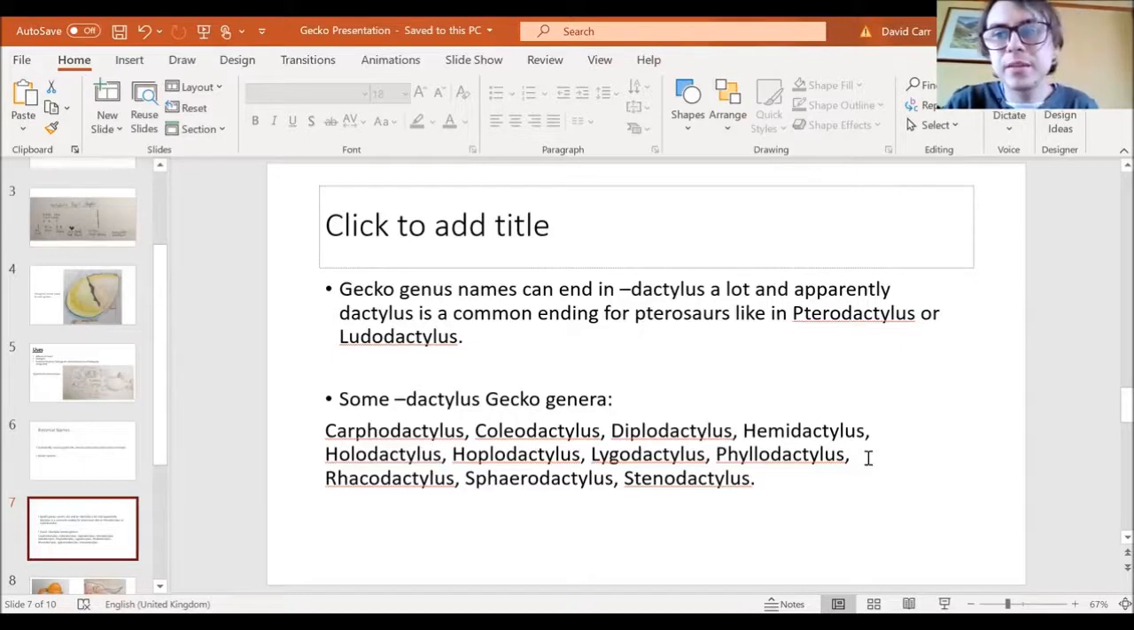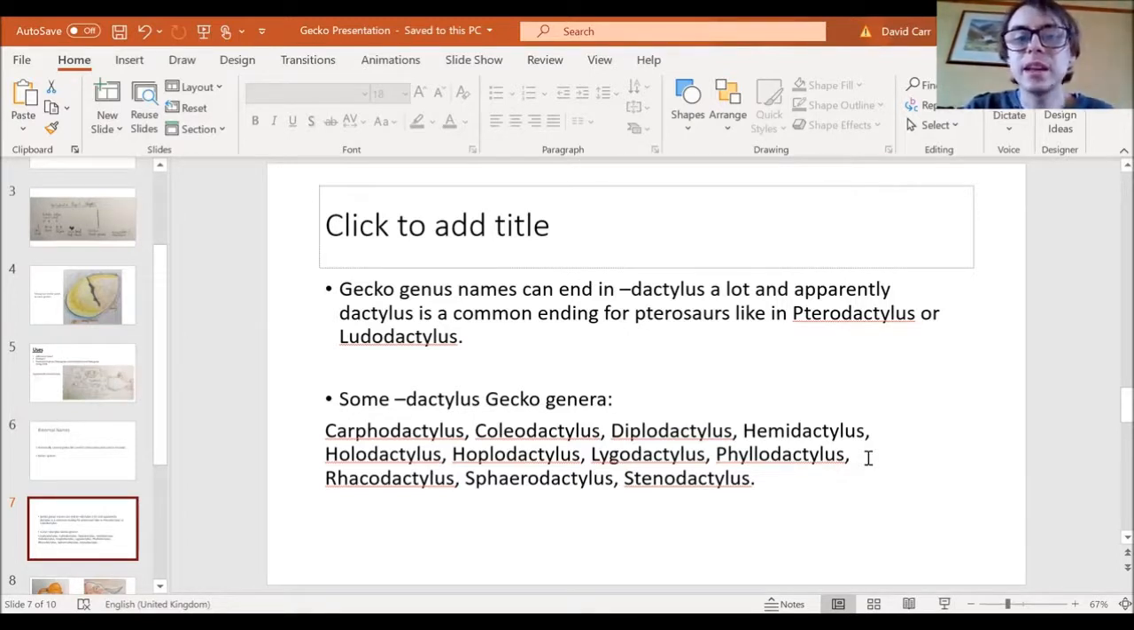Yeah, they can be called leaf-tail geckos, because Phyllo, I think, means leaf, and dactylus, dactyl, can just mean finger. So that's interesting how the European leaf-toed gecko, according to that, isn't in the genus Phyllodactylus. I'll have to check that, and then after the video, I'll leave a comment if it's now in the genus Phyllodactylus or whatever. So now we move on to Rhacodactylus.